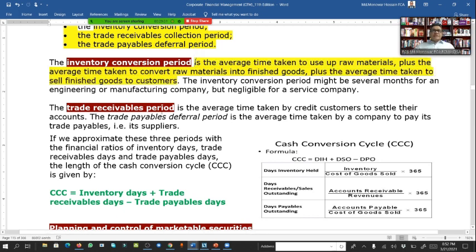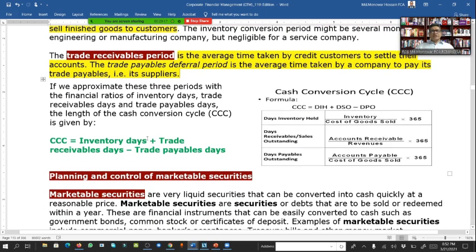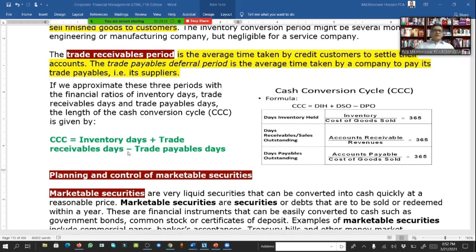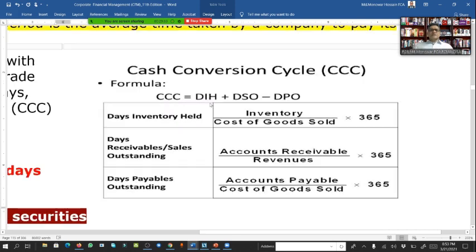And trade receivable collection period, in the same way, is the average time taken by credit customers to settle their accounts, and then the trade payable deferral period, etc. So here we can say cash conversion cycle, CCC, equals inventory days plus trade receivable days minus trade payable days. Cash conversion cycle equals DIH plus DSO minus DPO.